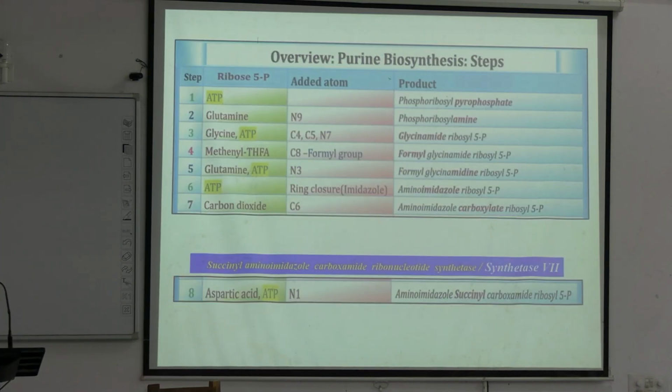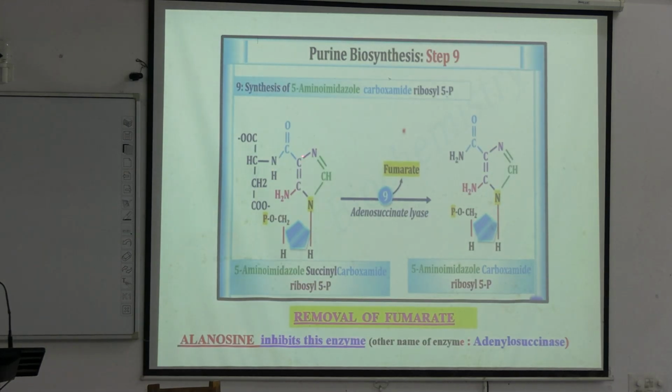In the next step, you see the next step, the succinyl group, that aspartic acid group is out. Only nitrogen is there. Amino group is there. That's why fumarate is removed in this state. The enzyme is adenyl succinate lyase. Means there is no water requirement. So, another name is adenyl succinase. Simple. These are synonymous.